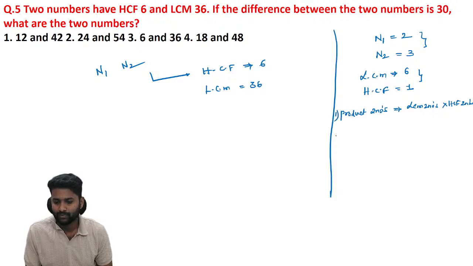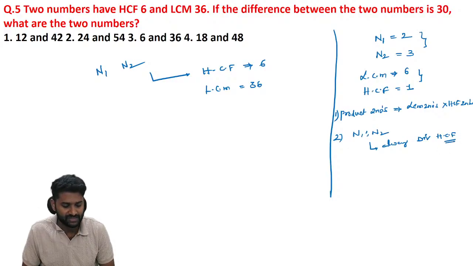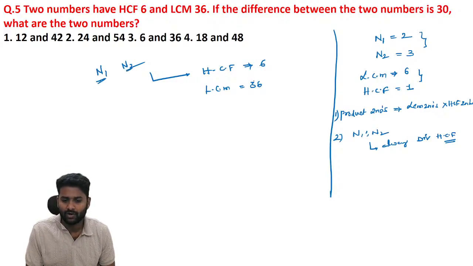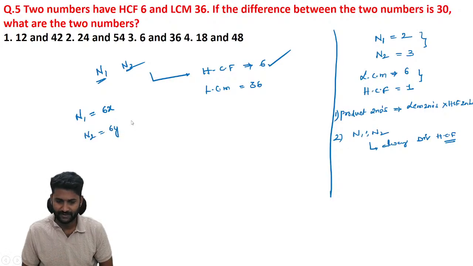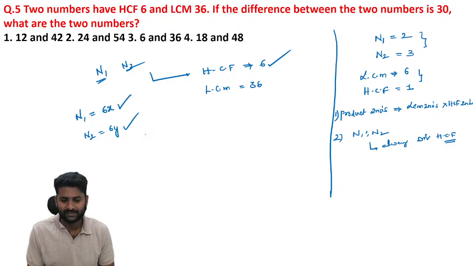And the one most important point: those two numbers, N1 and N2, are always divisible by the HCF of those two numbers. Means you can take N1 is equal to 6x, N2 is equal to 6y. Quotients are different. Now, for the numbers 6x and 6y, the HCF of 6x comma 6y is definitely 6 itself.